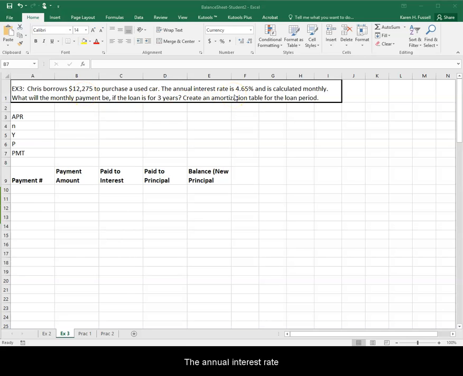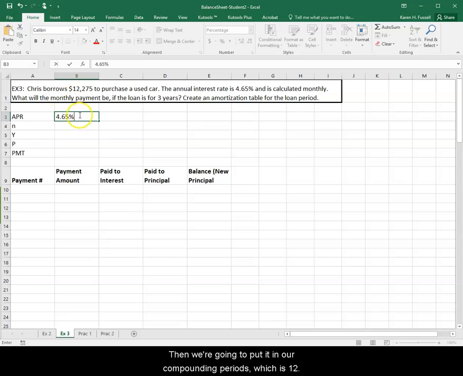The annual interest rate is 4.65% and is calculated monthly. We want to know what his monthly payment will be, and if the loan is for 3 years, we're also going to create an amortization table for the loan period. So we can go ahead and fill in our APR, 4.65%.